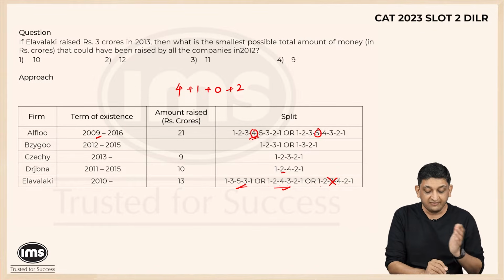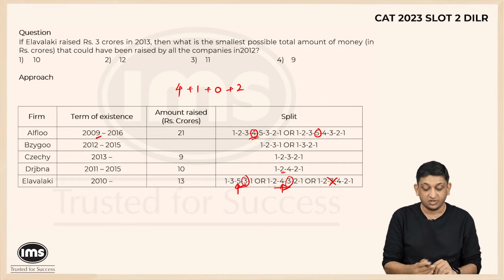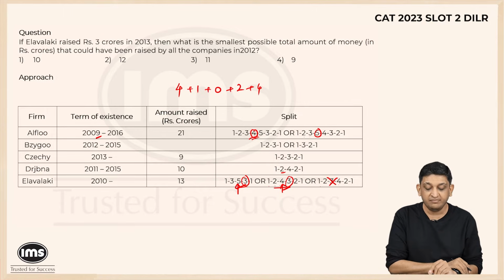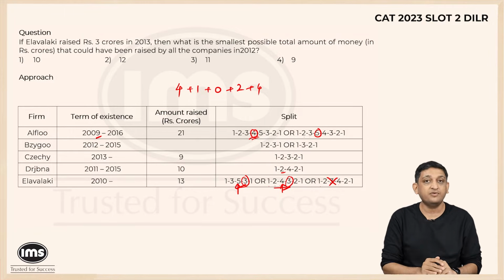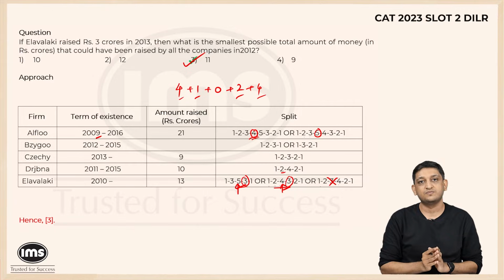And firm E, again we have to minimize. So fourth year of existence would have contributed 3 crores in 2013. So in the year 2012 it would have been either 5 or 4. So we have to take the minimum of these two numbers. So we'll go for a 4 here. So 4 plus 1 is 5, plus 2 is 7, plus 4 is 11. The correct answer here is going to be option 3, that is 11 crores.